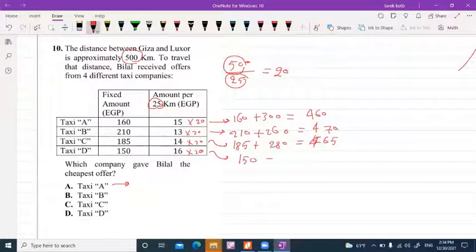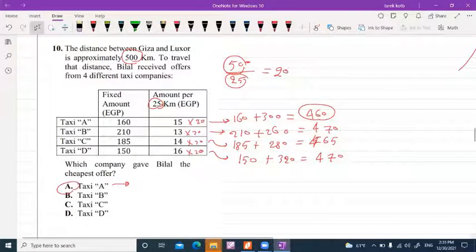Last one, 150 plus 16 times 20, which is 320. If you add, it will be 470. So the cheapest is this one, company A.